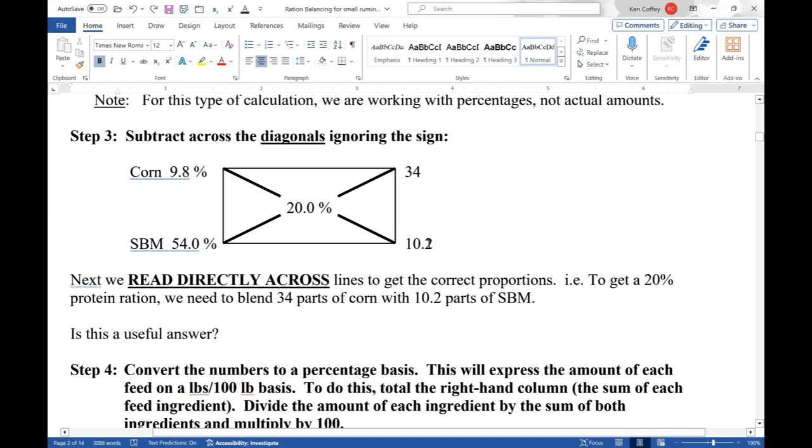And so what these numbers mean is we go down and we read across. Now, we subtracted diagonally, we read across. So in other words, we need 34 parts of corn and 10.2 parts of soybean meal to give us a 20% protein feed. Now, we walk into the feed store, to the elevator, and we tell them we want this. The person behind the counter says, okay, sure, no problem.